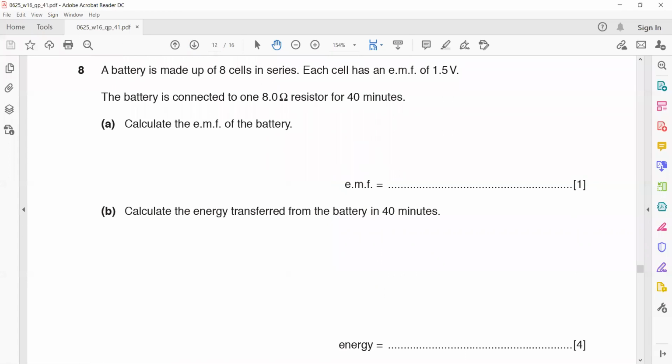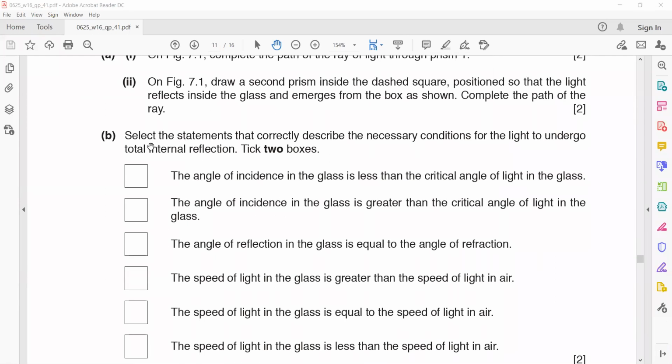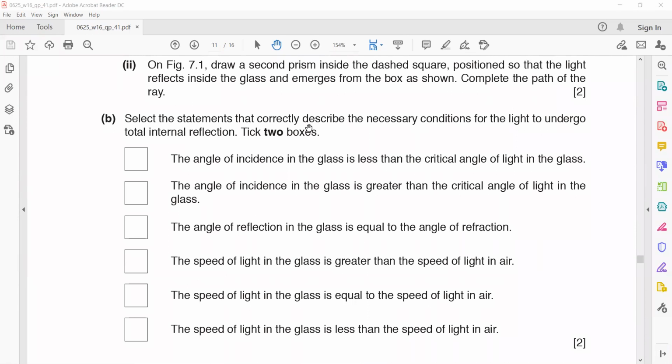Question 8, any doubt? Part B, select the statements that correctly describe the necessary conditions for the light to undergo total internal reflection. Take two boxes. For total internal reflection, if the angle in the glass is less than the critical angle, then total internal reflection does not happen. The angle of incidence in the glass must be greater than the critical angle. So the angle in the glass is greater than the critical angle.